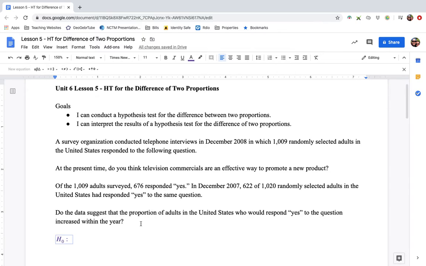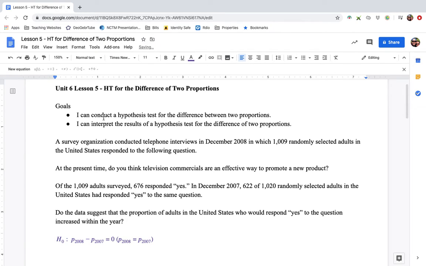So I'm going to write that in two ways. P with a subscript of, let's say, 2008 minus P with a subscript of 2007. That difference we expect to be 0. Another way you could write that is P subscript 2008 equals P subscript 2007.